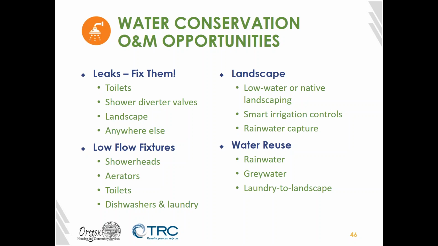For our landscaping, we can use low water or native landscaping, smart irrigation controls that sense soil moisture or know if it's rained recently, or we can even use rainwater capture to reduce the amount of potable water we have to use to irrigate. And if we want to reuse water, that's great if we can work it into our project. We can use rainwater, gray water.